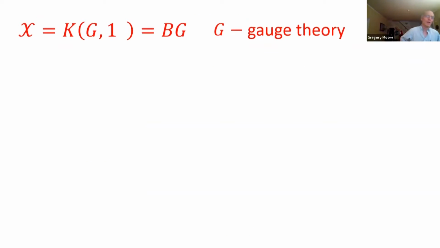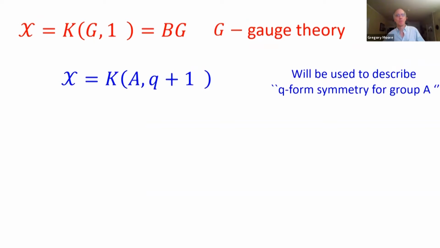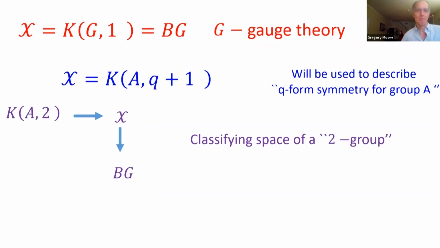So for example, if I consider G a finite group, then K(G,1) is known as BG, and that's the classifying space of G bundles. If I let q be greater than one, then the group π has to be abelian, so I write it capital A. And if I consider the finite homotopy theories for such Eilenberg-MacLane spaces, these are the theories that we would use to describe what's called q-form symmetry for groups A.